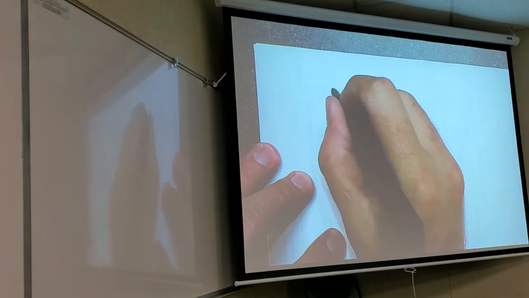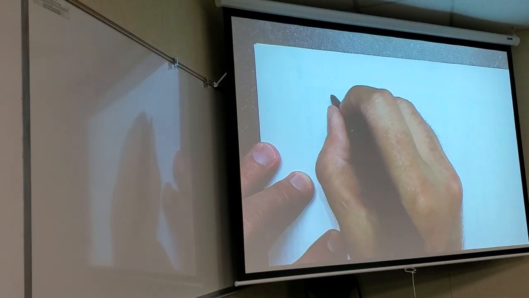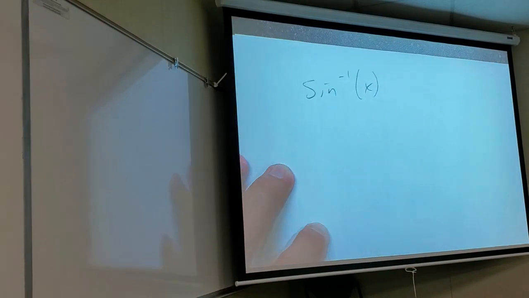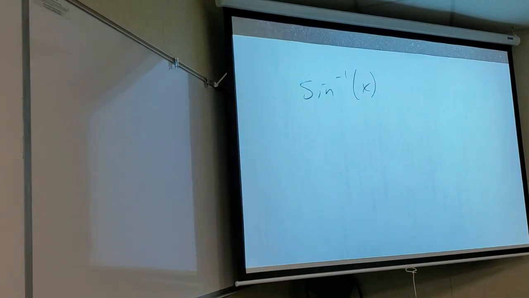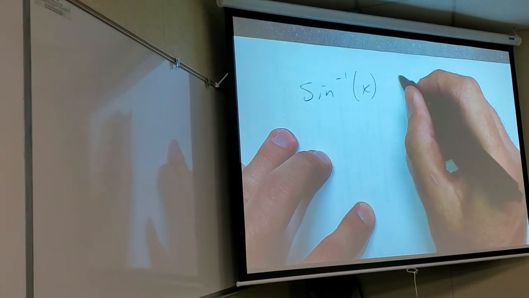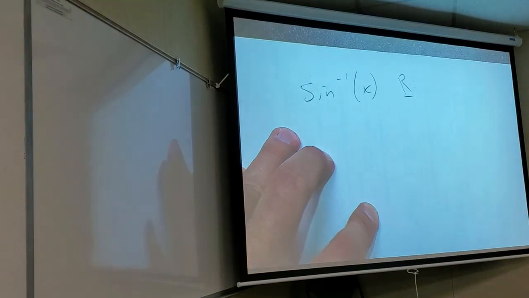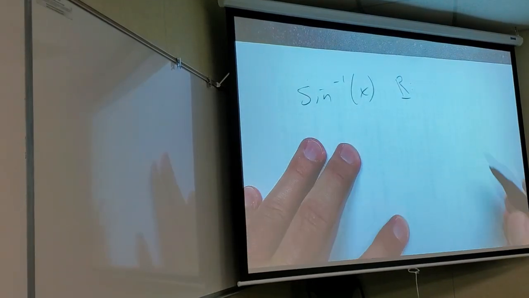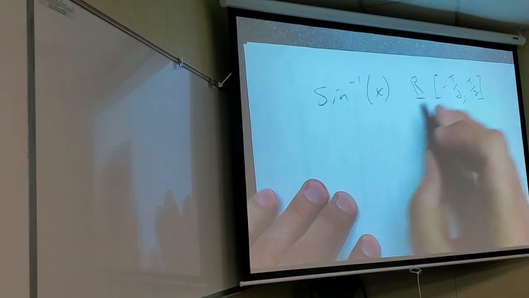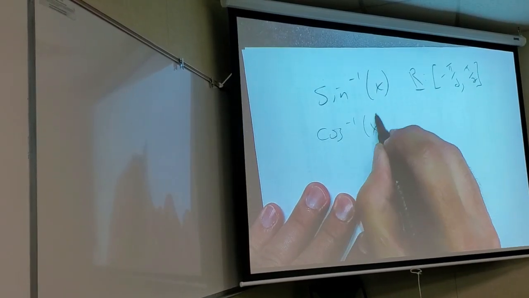So just a quick review. Can anyone tell me inverse sine? This is one of the hardest things for us to remember, but inverse sine. What is the domain? Do I want the domain? I want the range. Sorry. Yeah, negative pi over 2 to pi over 2. Inverse cosine, range.